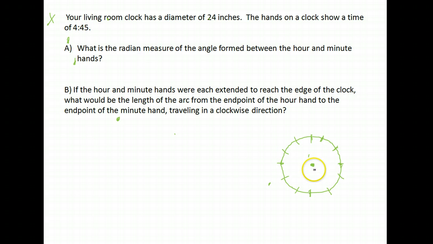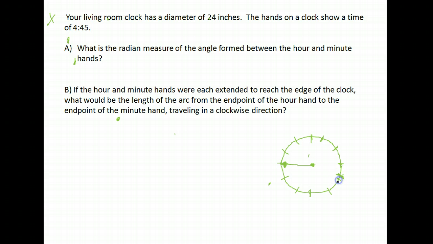Okay. Our time says 4:45. So 45 minutes means the minute hand would be pointing over here. Okay. 4:45 means that our hour hand would be approximately pointed towards the 4. And assuming it moves continuously, 4:45 means that it wouldn't be exactly at 4 o'clock. It would be 3/4 of the way over.